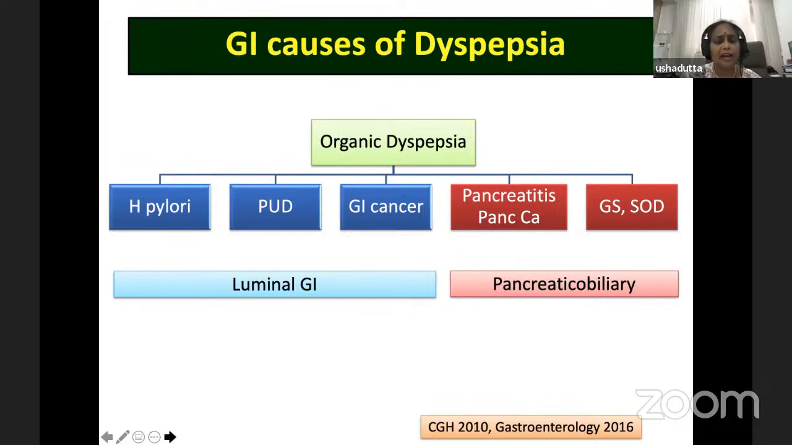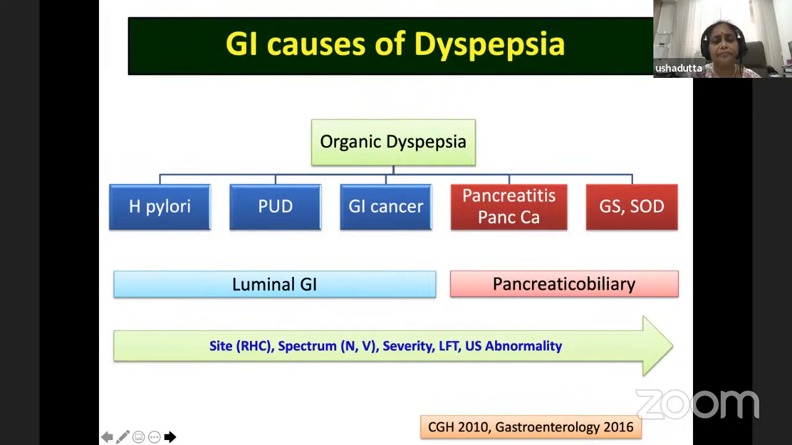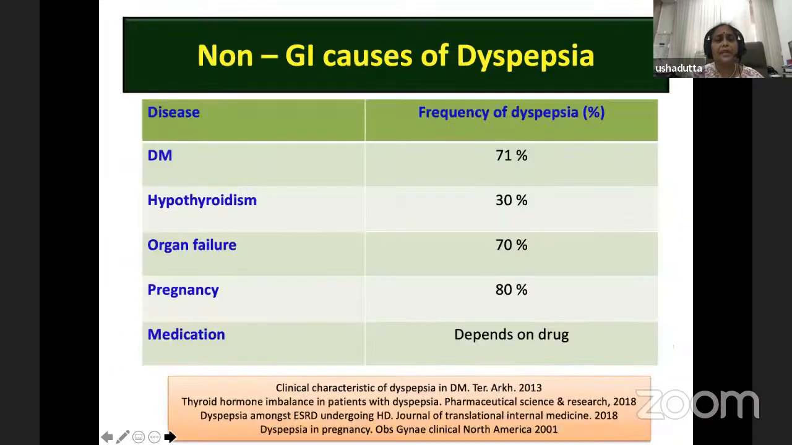So when you're sitting in the outpatient, how do you see whether the patient is towards the luminal side or the pancreatic or biliary side? More the pain is in the right upper abdomen, more if it is associated with nausea or vomiting, more if it is associated with increased severity, abnormal liver function test, or an ultrasound abnormality, consider a pancreaticobiliary disease.